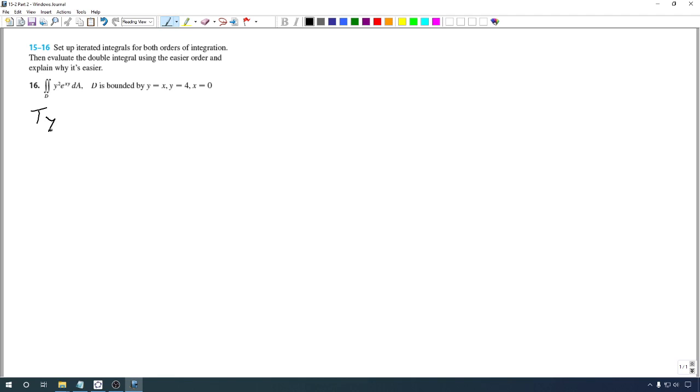So as a type 1, like I said, our x is going from 0 to 4. Our y's are going from the bottom, x, to the top, 4. Our function is just whatever it was right here. That's not affected by our setting up of D as type 1 or type 2. And then we have to keep in mind what order we're doing this in. When it's a type 1, it's going to be dy dx. Because we're integrating with x constant with respect to y, and then we're integrating over those x's.